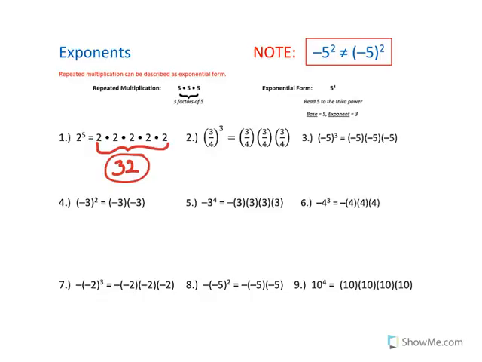3/4 to the third power is 3/4 times 3/4 times 3/4. Multiply your numerators. 3 times 3 times 3, 27. And 4 times 4 times 4, 64.